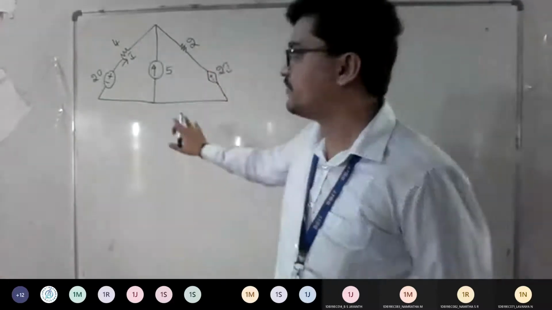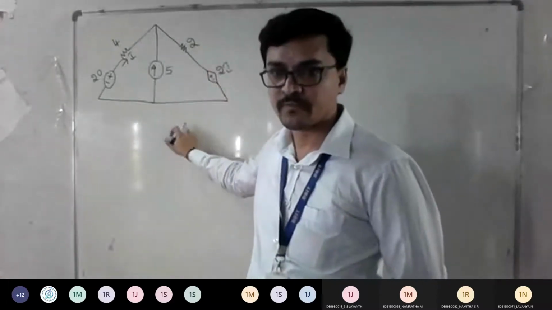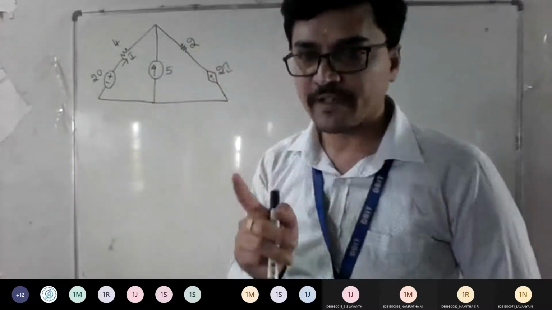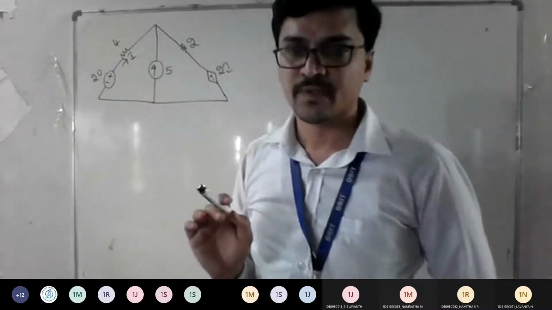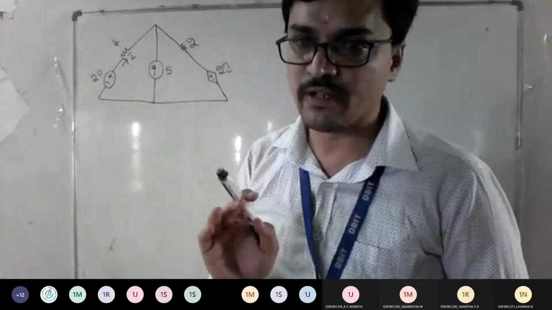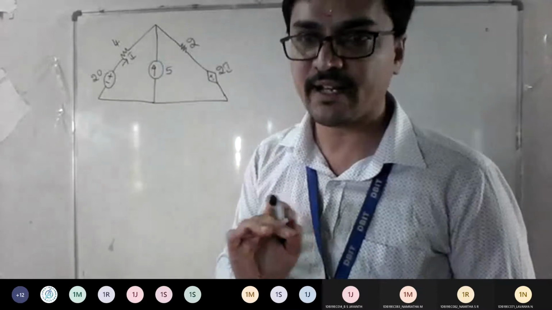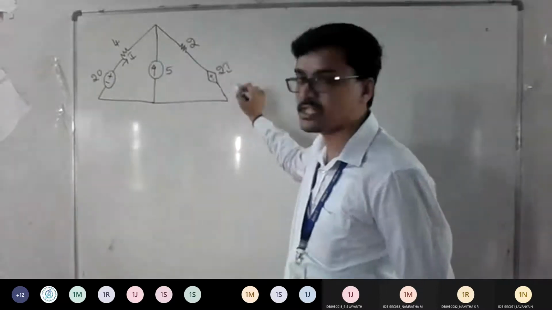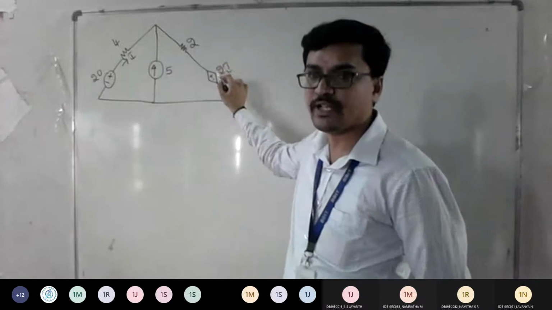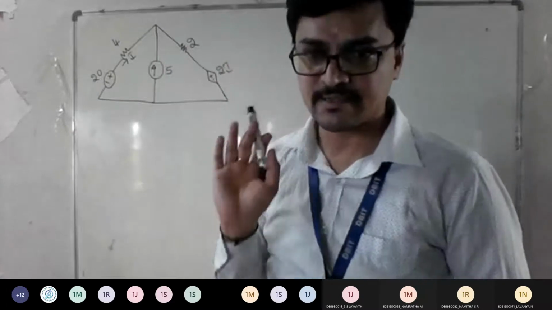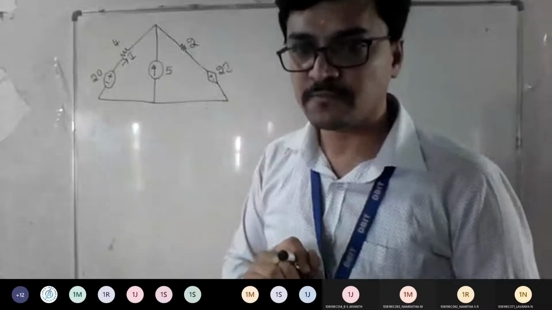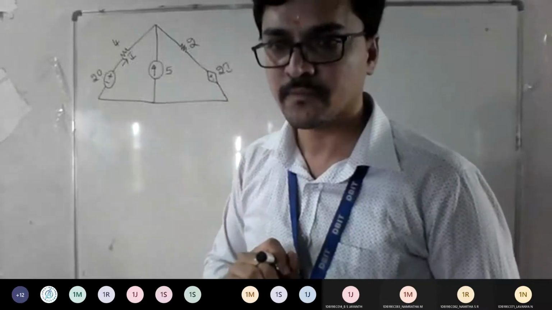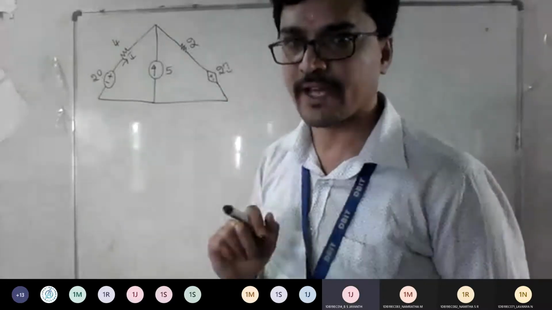Okay. Now if you look at the network, you have 3 sources, out of which 1 is dependent and 2 are independent. The superposition theorem applies only to independent sources, right? So you need not change anything with respect to this dependent source. You need to keep that as it is. So if you keep this as it is, how many cases will you get now? 2 cases.